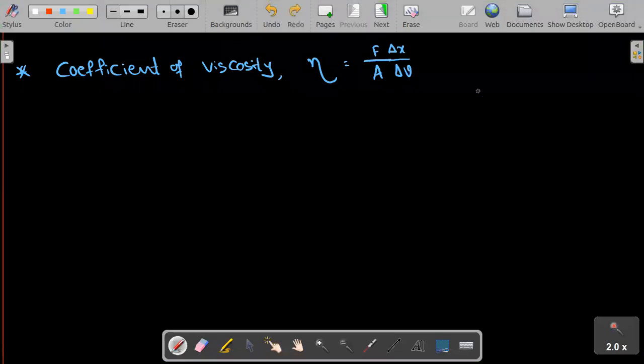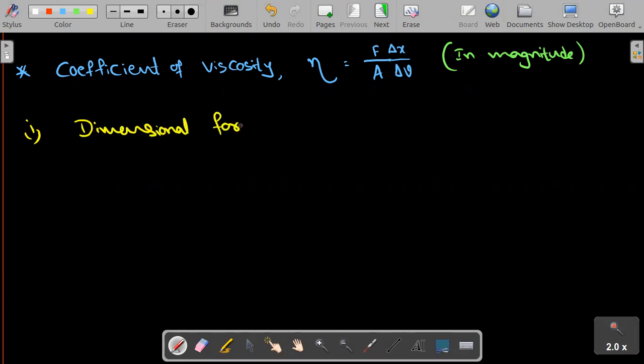Hello. So in the last video, we obtained this expression for the coefficient of viscosity. I hope you remember that this is in magnitude. The negative sign I am taking out because it tells only the direction, but I don't bother about it because it's only magnitude. Now, my first task is to write the dimensional formula.